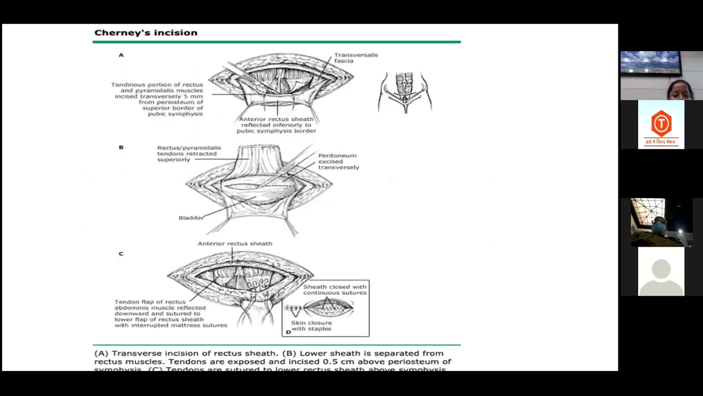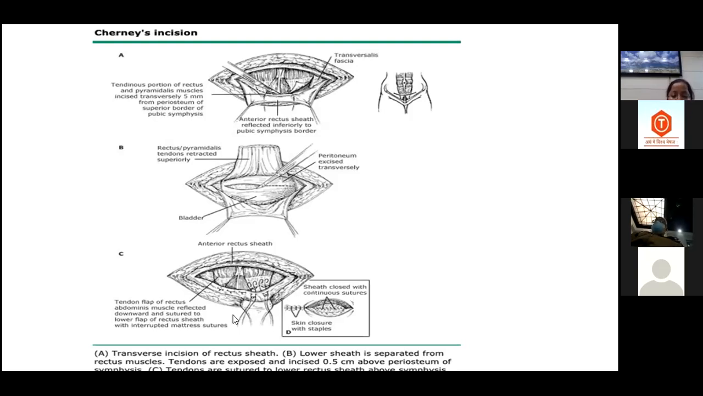In Czerny's incision, we can see the anterior rectus sheath is reflected inferiorly to the pubic symphysis border, and the tendinous portion of rectus and pyramidalis muscles are incised transversely 5 mm above the periosteum of the superior border of pubic symphysis. Then the rectus and pyramidalis tendons are retracted superiorly. The peritoneum is incised transversely.